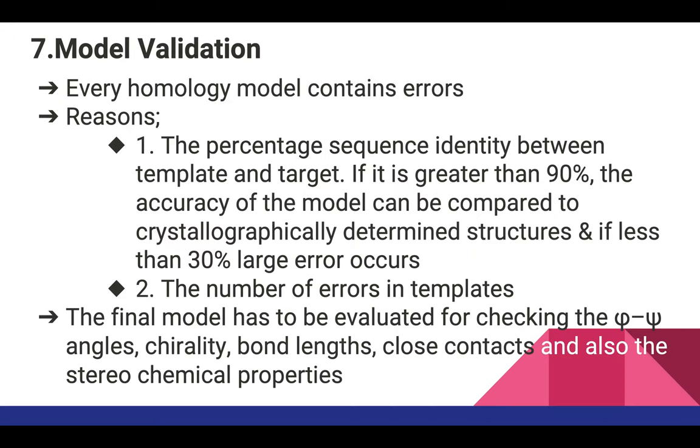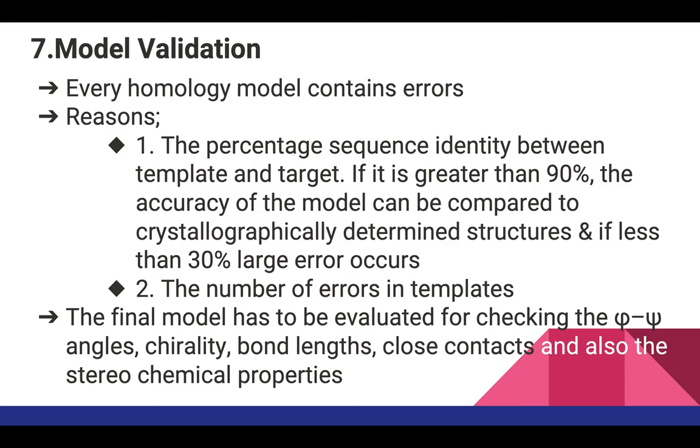So the seventh step, the final step, is basically where you have got your model. So you need to validate your model, and this is a crucial step. I would say a compulsory step. Every homology model contains error. No model doesn't contain an error. Don't say that your model is very perfect, that you make sure there would be no error. No, when you do something with a computer, there are bound to be some errors.